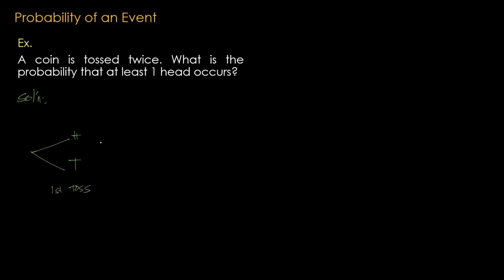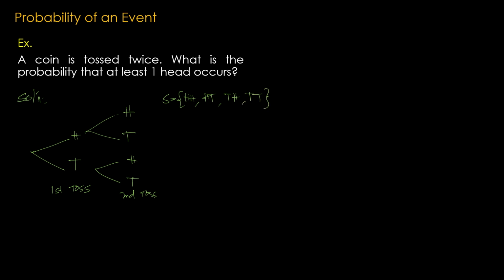And after your first toss, you are going to toss again since it is tossed twice. So there could be another two possible outcomes after your first toss. That would be another head and tails. This is for your second toss. So the sample space would be: for your first toss, you have head, and the second, you have head. For the first toss, you have head, and the second, tails. For the first toss, you have tails, and the second, head. And the last, you have tail and tail.